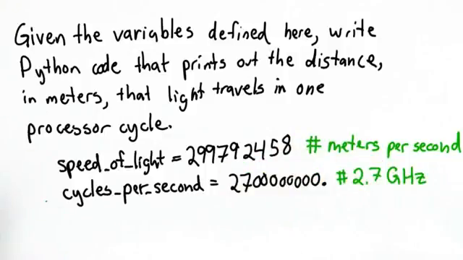So now, given those two variable definitions, your goal is to write some Python code that prints out the distance in meters that light travels in one processor cycle. And we can compute that by dividing the speed of light by the number of cycles per second.